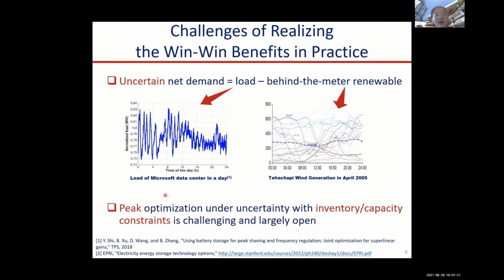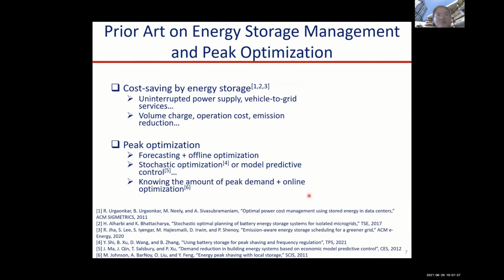We are challenged by the peak optimization and the uncertainty with inventory constraints. It's well known that this is a challenging problem and largely open. Before our work, there are some results about energy storage management and peak optimization. Some researchers use uninterruptible power supply or vehicle-to-grid services to reduce volume charge, operation cost, and greenhouse gas emission.